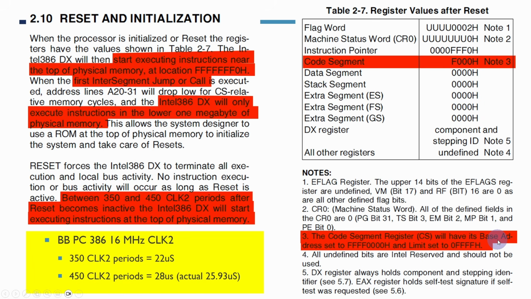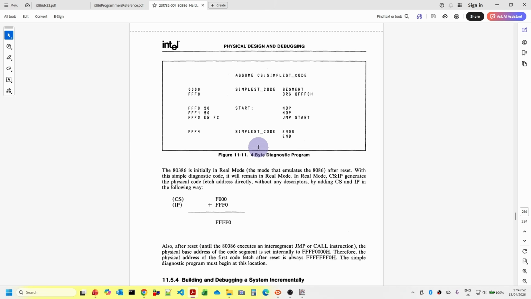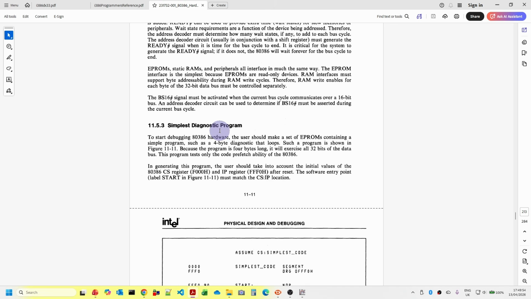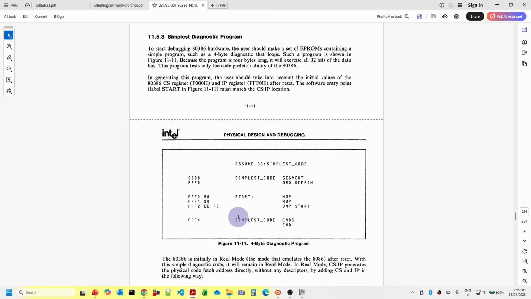So what we need to do is find a way of working around this. I don't think we're going to be able to use just the pure no-ops to test the processor in quite this way, although it does show that it is working. If we go to the hardware reference, in section 11, there's a simple diagnostic program. It doesn't say you can't use no-ops, and it doesn't explain any of this, but it does provide a very simple program. It has 2 no operation codes, and then a jump that just goes back a couple of bytes to the beginning.